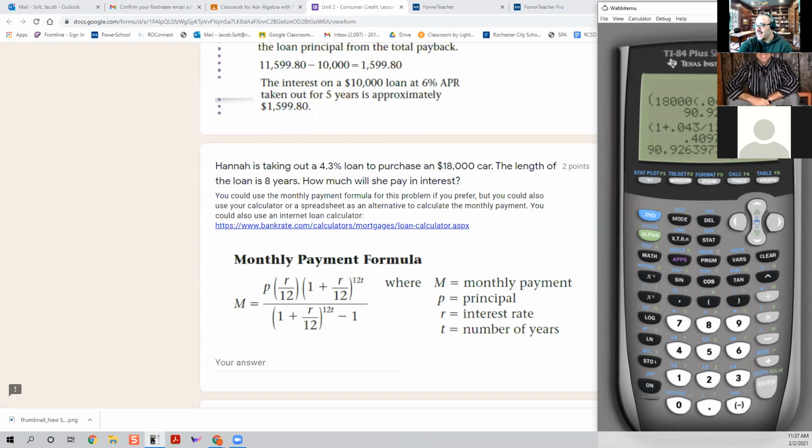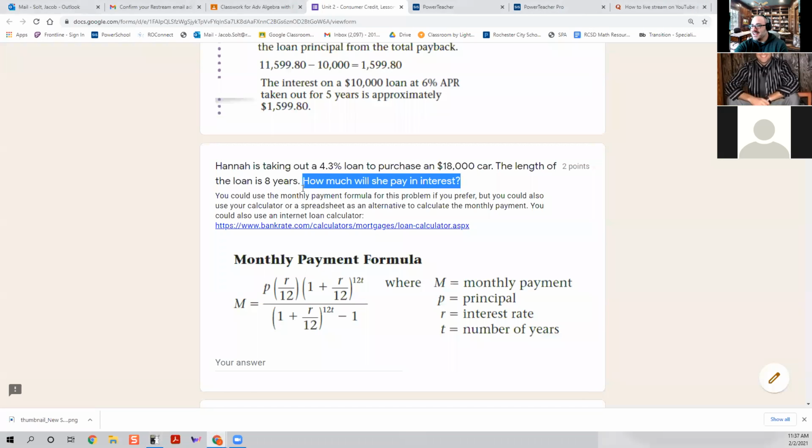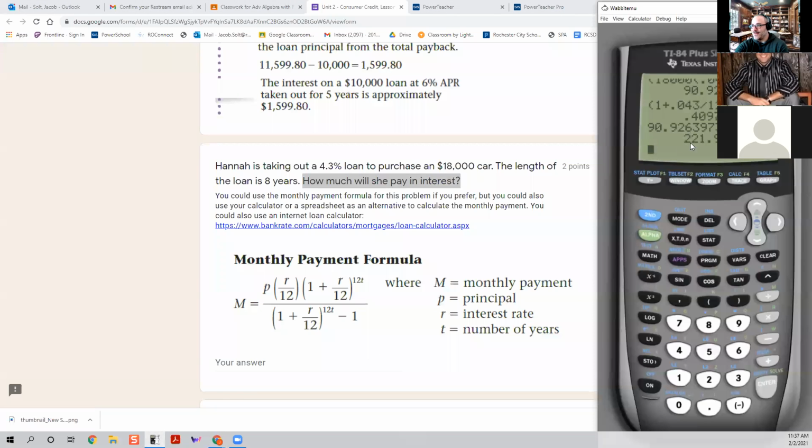So now to solve this problem with the monthly payment formula, I go back to my numerator. I press enter, pop that in there. Divided by, go back to my denominator, put that in there, and I press enter to solve. And I got $221.93 when I round to the nearest cent. That's the monthly payment, but that's not the interest. I did all that work, and all I have so far to show for it is a monthly payment.